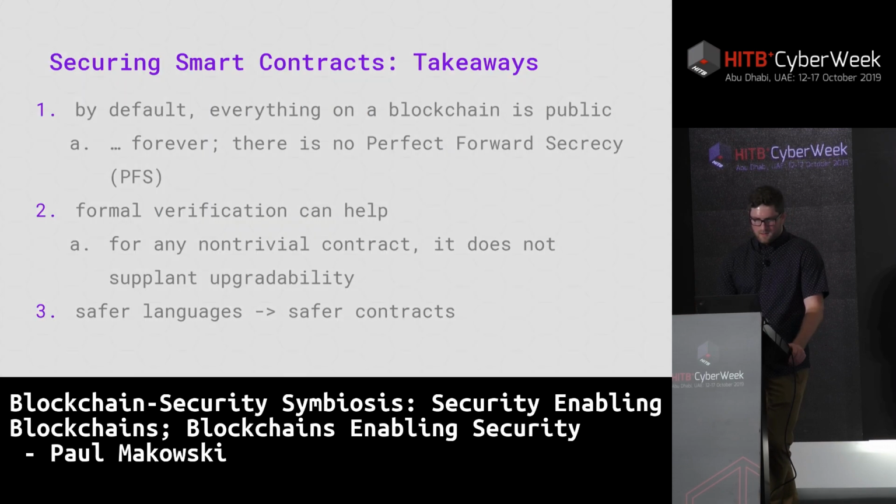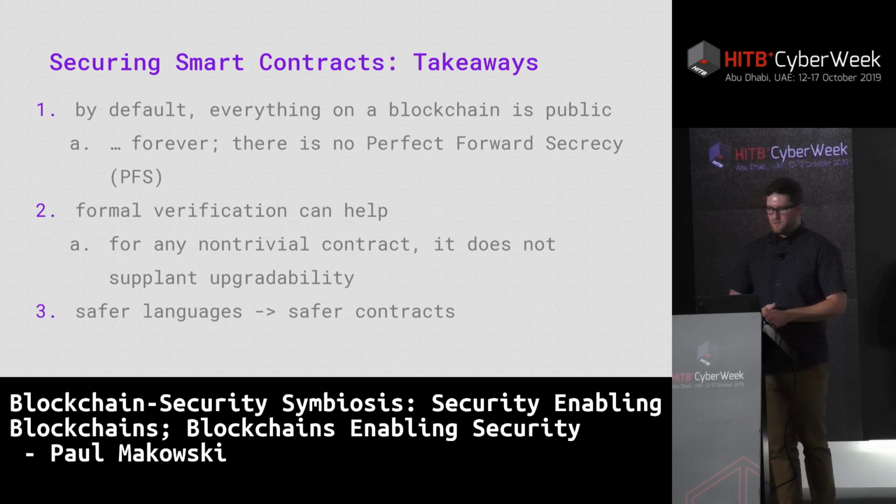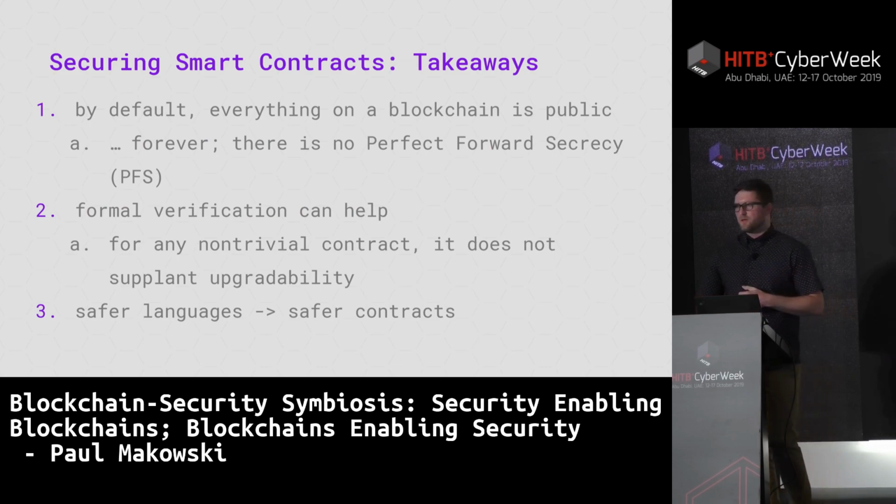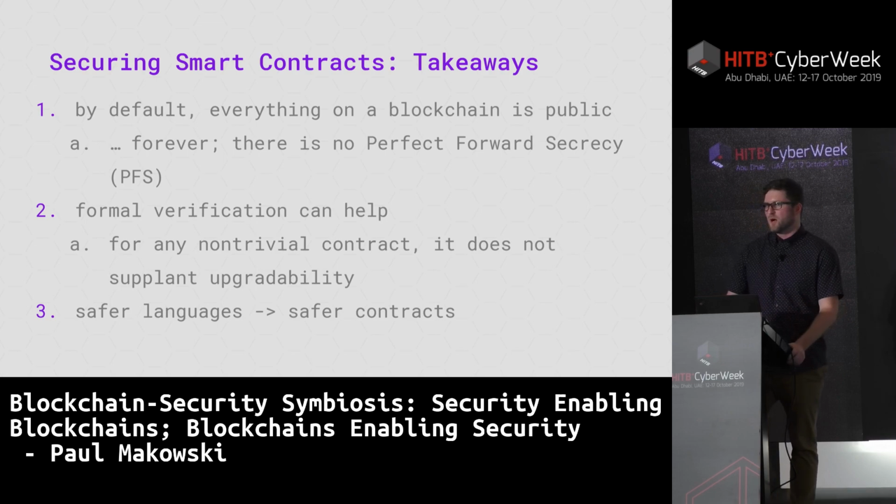All right, let's go ahead here. So some takeaways. Again, by default, everything on the blockchain is public. You really have to try to make things not public. And forever. There's no perfect forward secrecy. This isn't Signal. Well, it is similar to PGP, for example, I guess, but yeah. So everything by default is public on the blockchain.